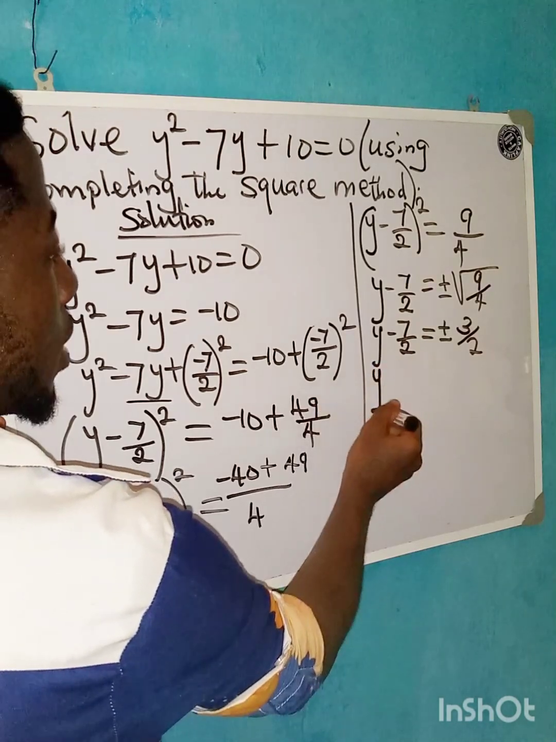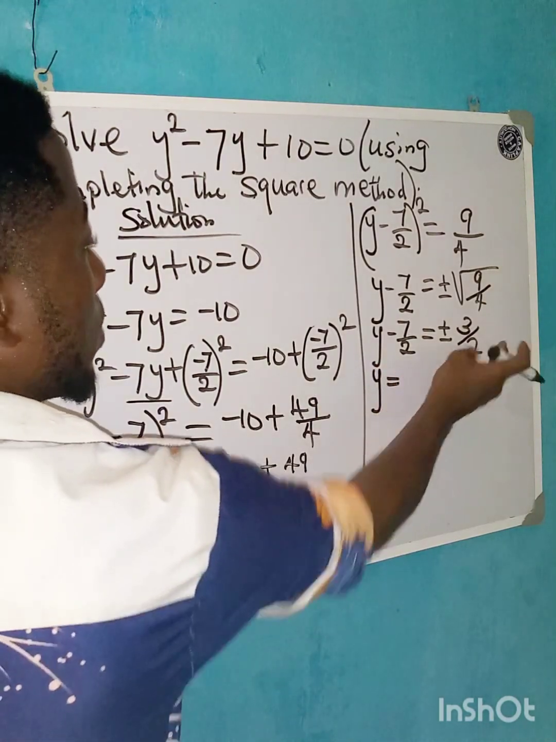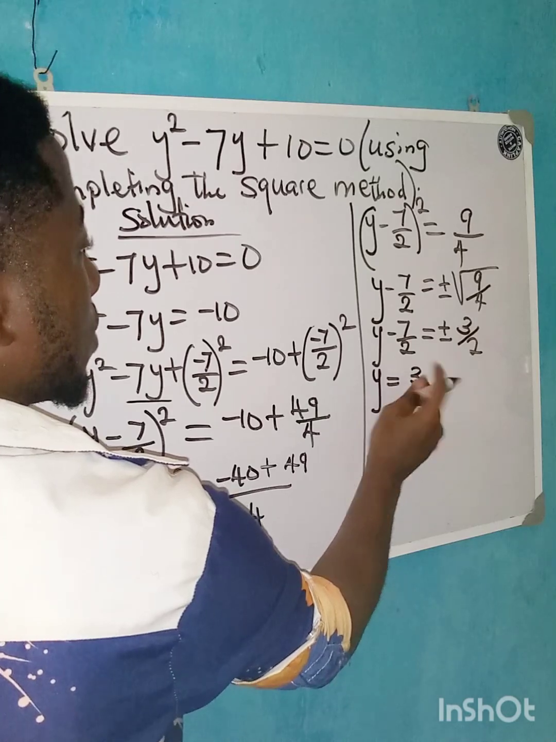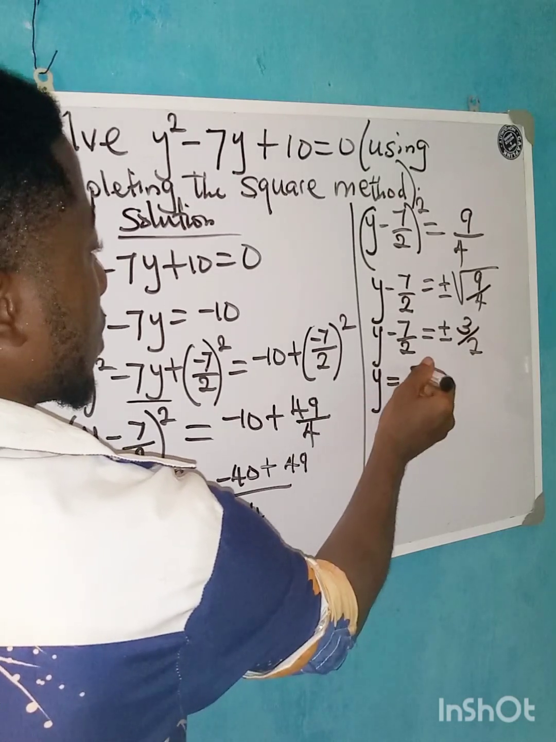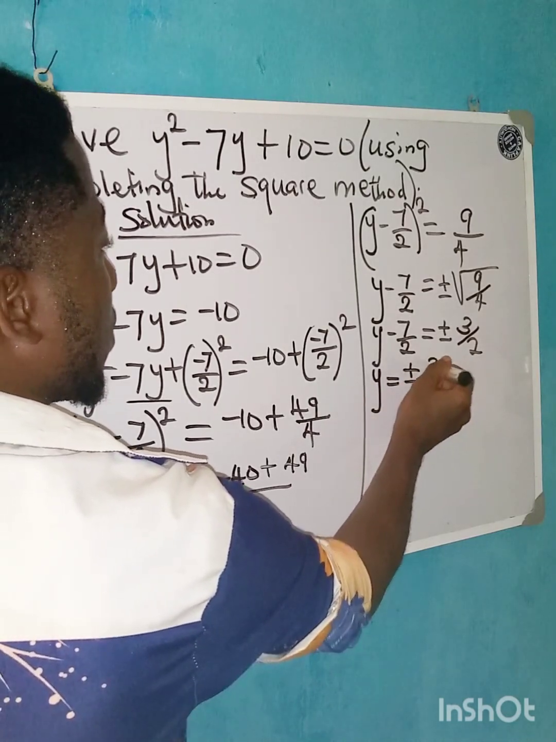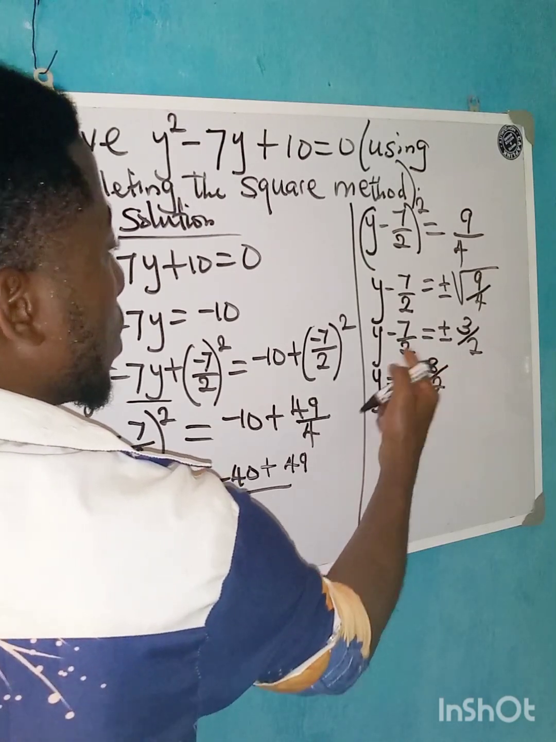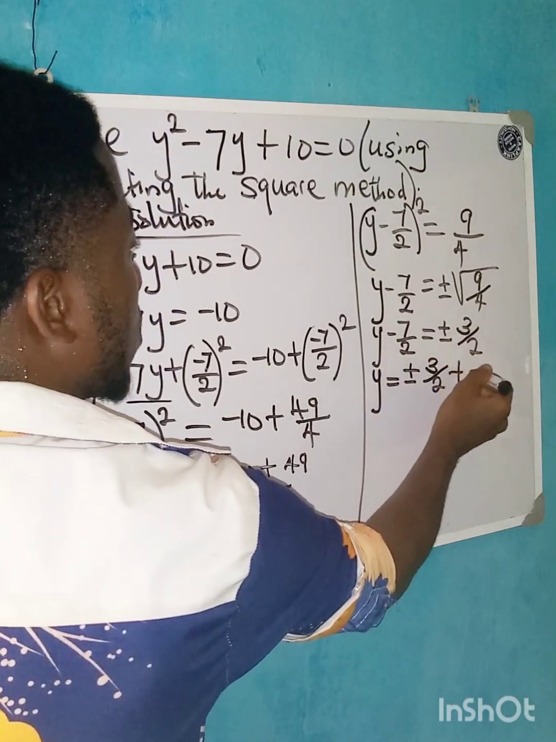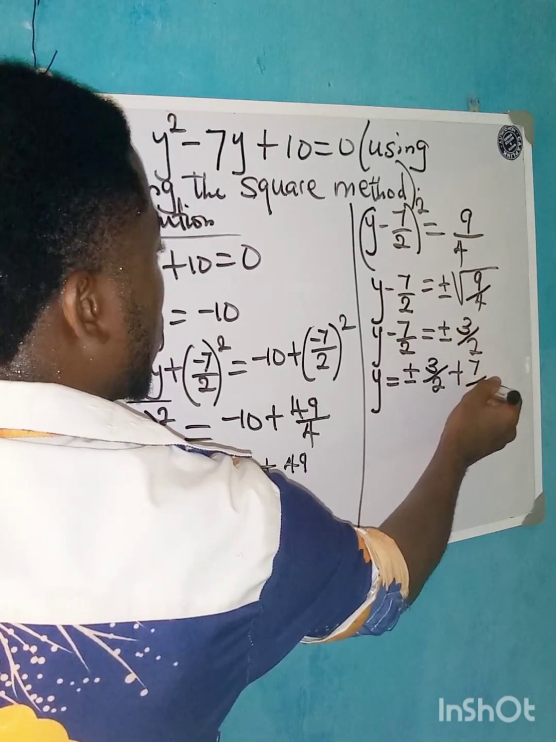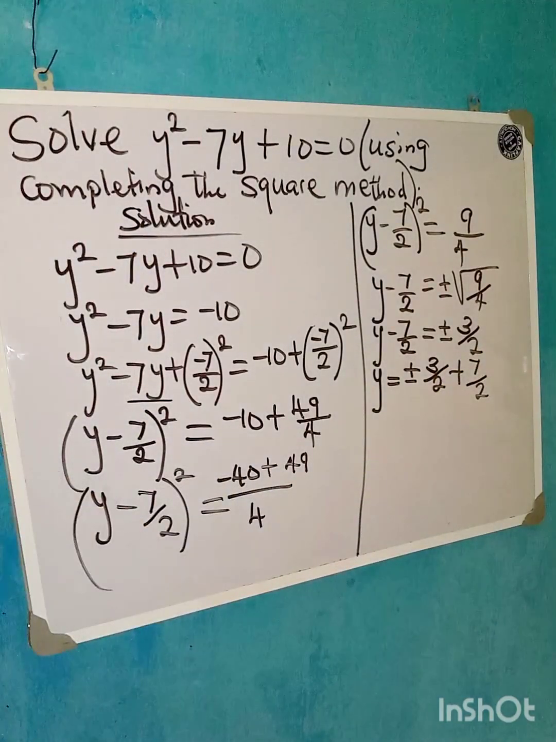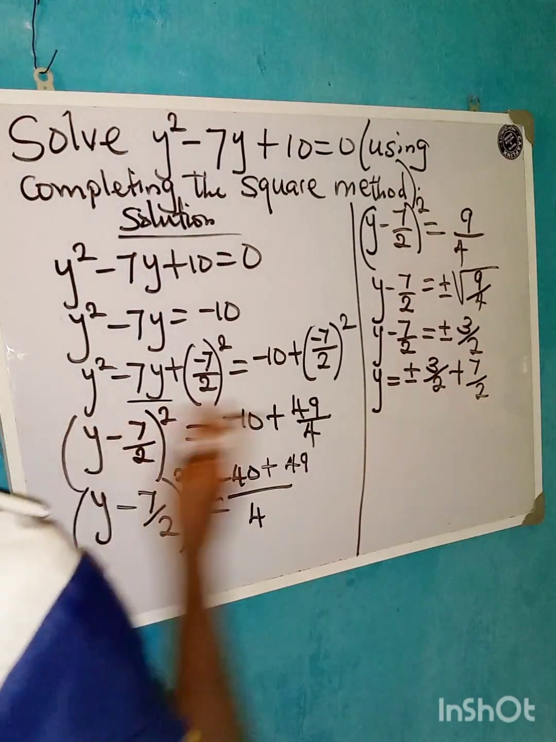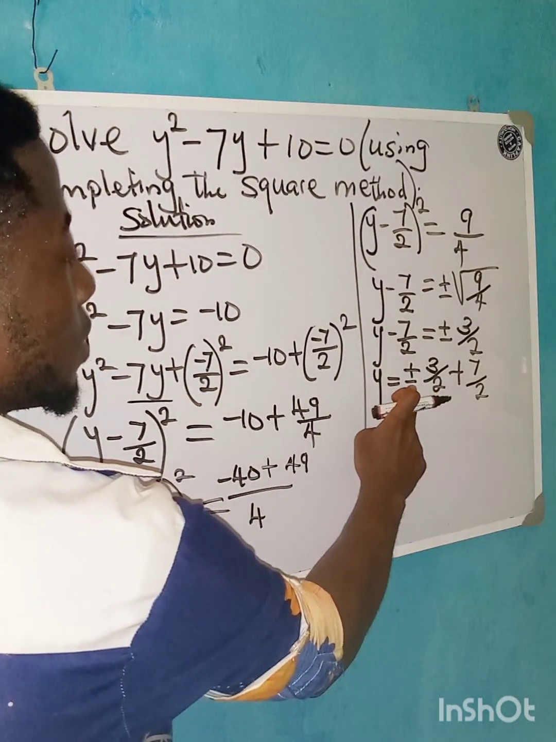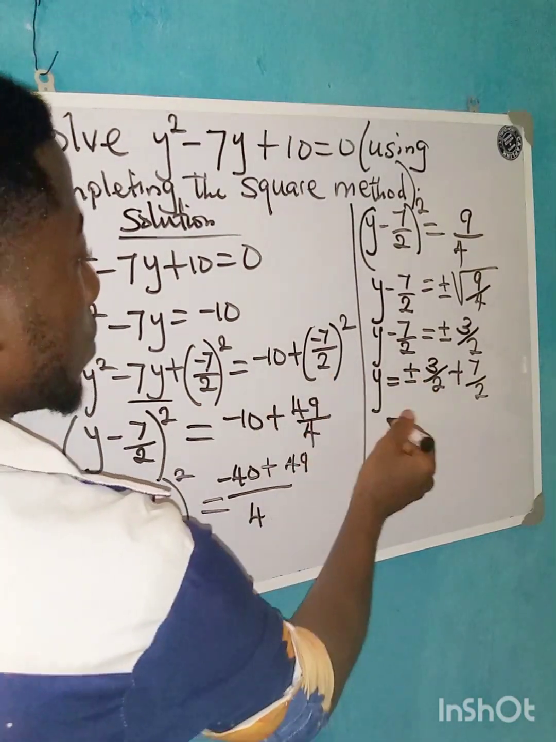So we see that y is equal to, I'll pick that side first, positive or negative 3 over 2. Then this one would come there to become plus 7 over 2. And because of this positive or negative, we are going to have two values.